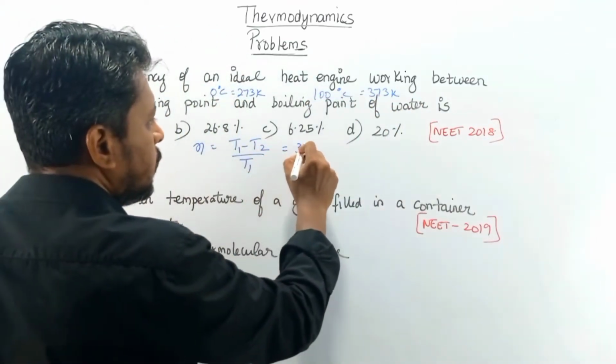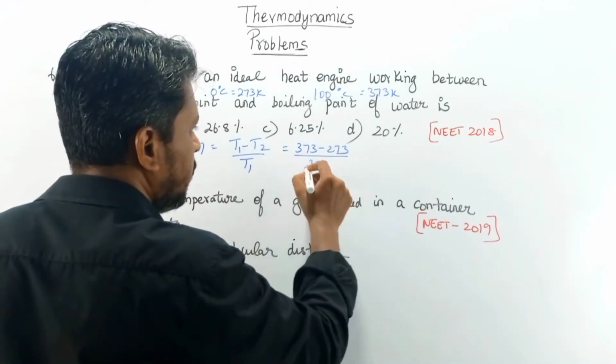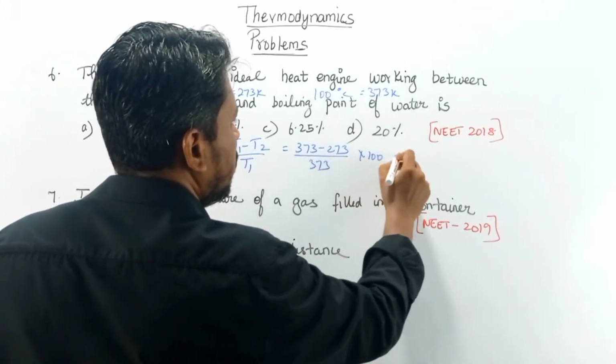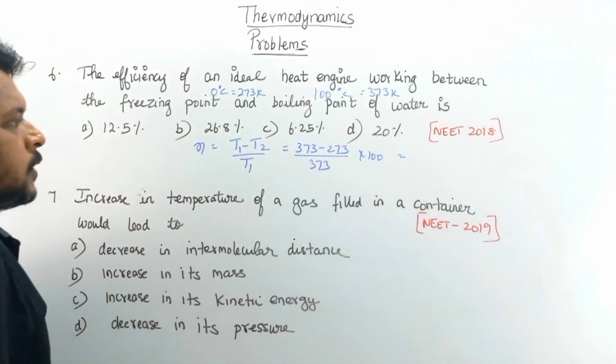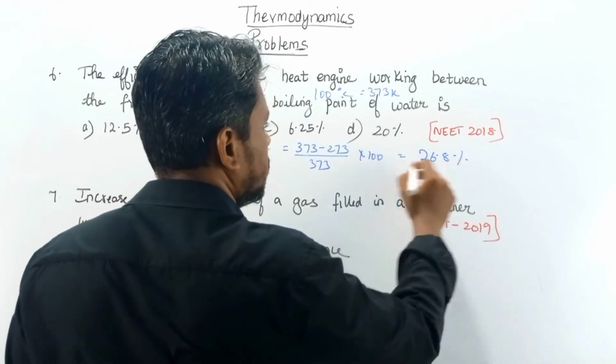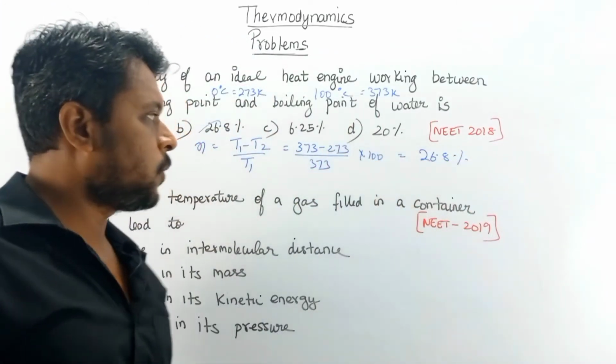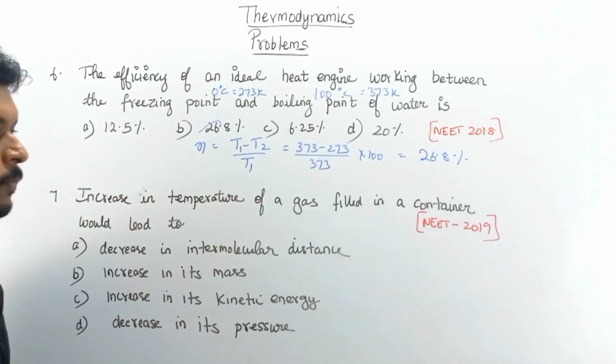So here, (373 minus 273) by 373 into 100. When you do this calculation, you will get the value of percentage as 26.8%.